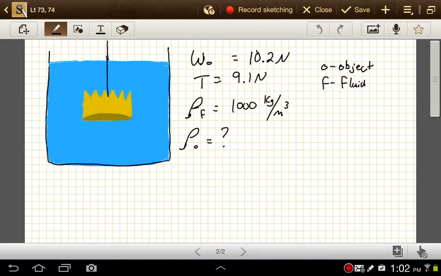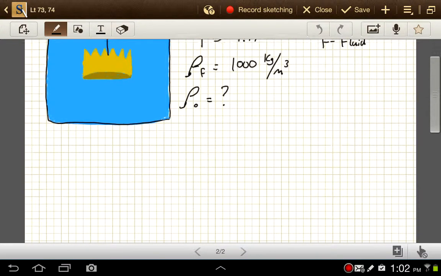So we're trying to figure out the density of this crown that's hanging in this water. We're given the density of the water. We have that the crown weighs 10.2 newtons, and right now, with it hanging in this tank full of water, it's hanging by this string, and there's 9.1 newtons of force acting on that string. So we need to figure out what the density for this crown is. Let's start with a free body diagram on this.